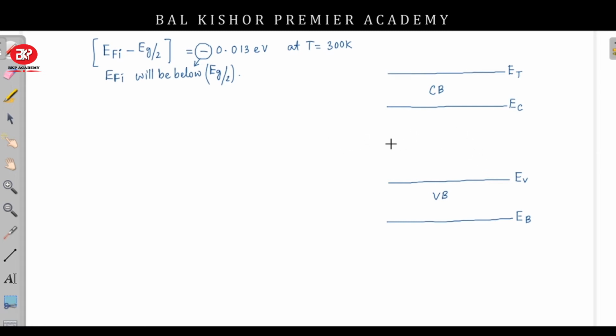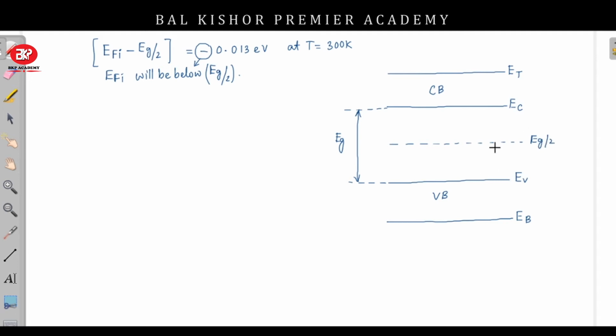Now let us first draw the Eg by 2. So Eg by 2 कहाँ पे होंगे? Eg by 2, ये जो बैंड गैप एनर्जी है, ये बैंड गैप एनर्जी के एकदम मिडिल पे होगा. So let us assume that this is the Eg by 2. ये मेरा Eg by 2 है.